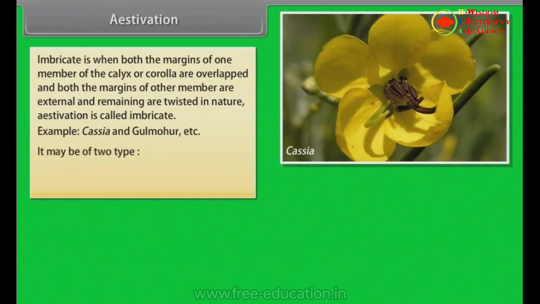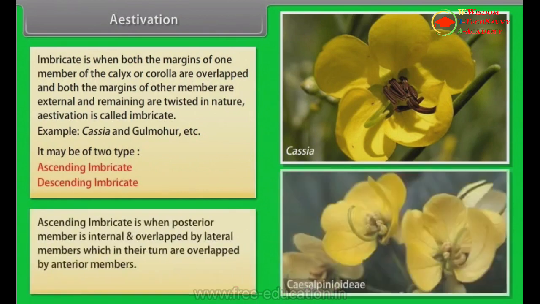It may be of 2 types: ascending imbricate, descending imbricate. Ascending imbricate is when the posterior member is internal and overlapped by lateral members, which in their turn are overlapped by anterior members. Example, Caesalpinia pulcherrima.